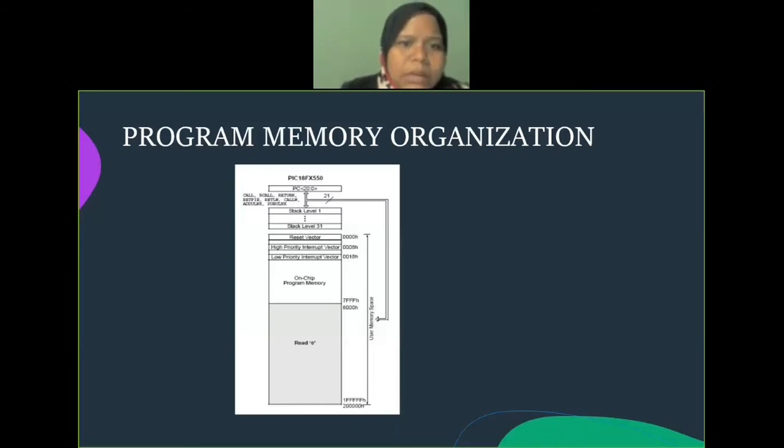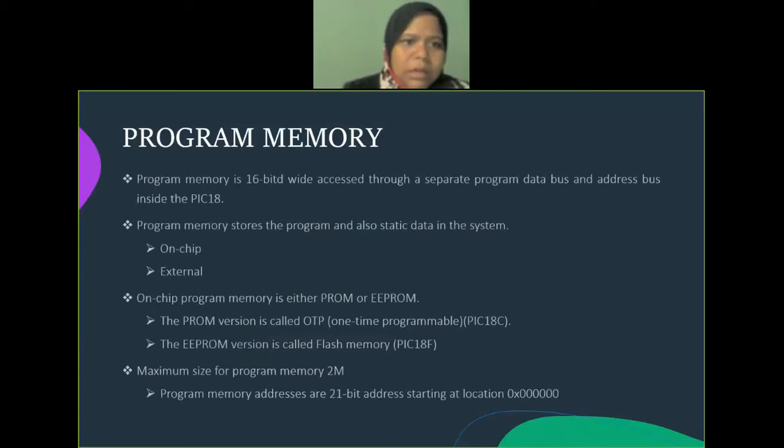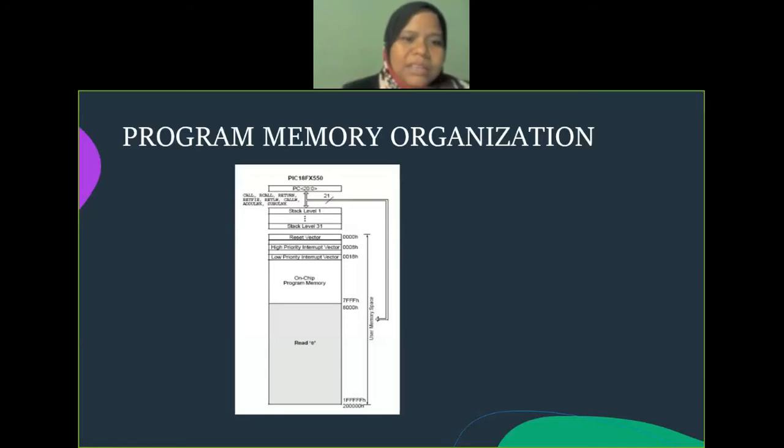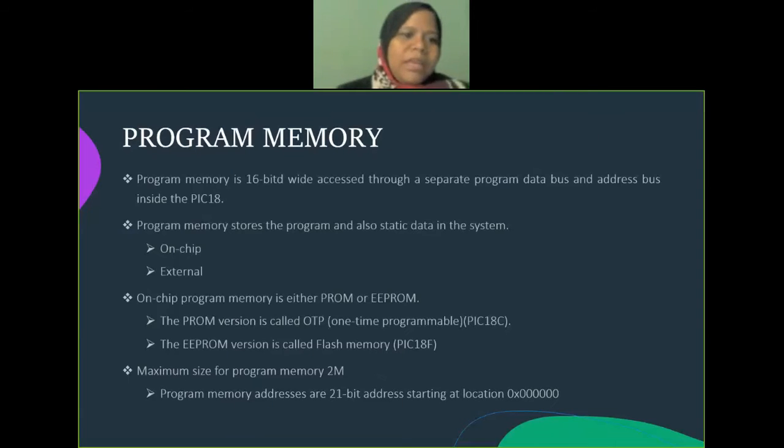In memory organization, there are two types, which are program memory and data memory. So here we can see the figure of the bus and program memory. Program memory is 16-bit wide, accessed through a separate program data bus and address bus inside the PIC18. Program memory stores the program and also static data in the system, which is on chip and external. On-chip program memory is either PROM or EEPROM.